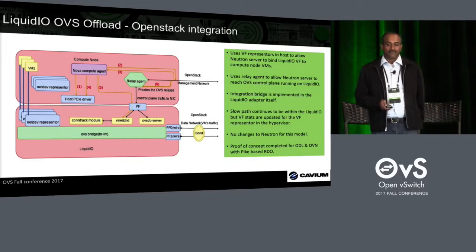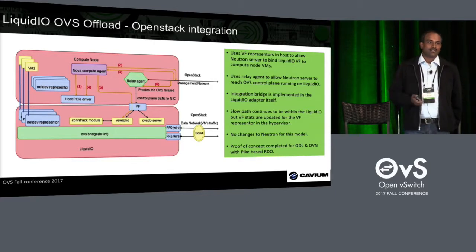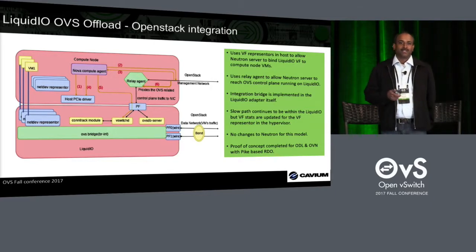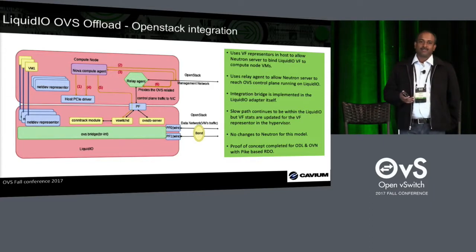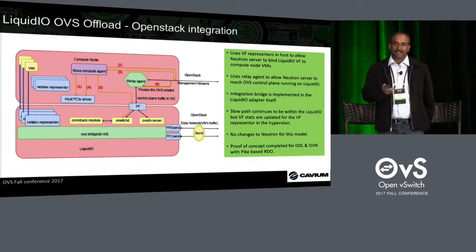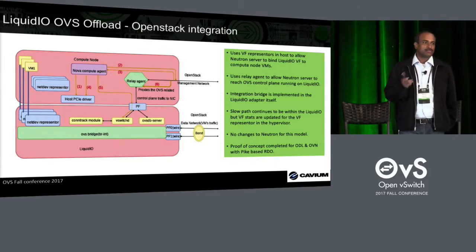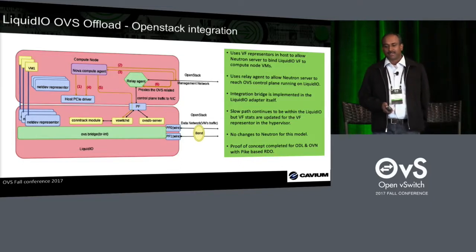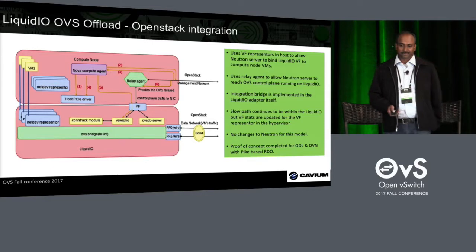We had to add a VF representer model to this because Nova really expects those VFs to be visible on the host. But that just serves as the glue for the whole OpenStack model to work. It does not do any slow path processing. That model still continues to use that path that I showed in one of the previous slides. It continues to use the Linux running on the LiquidIO adapter for the slow path processing, and then once the lookup completes, it comes back to the fast path. Yeah, and this model works with ODL and OVN with the existing firmware.